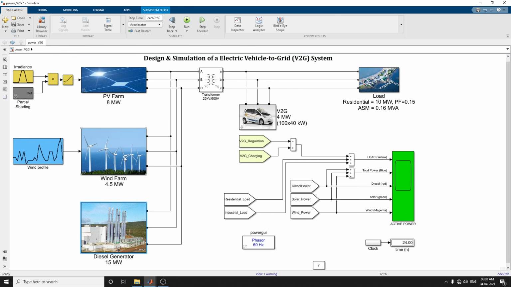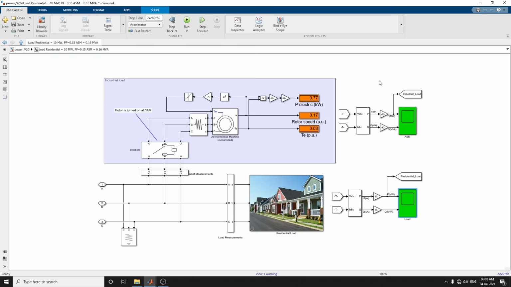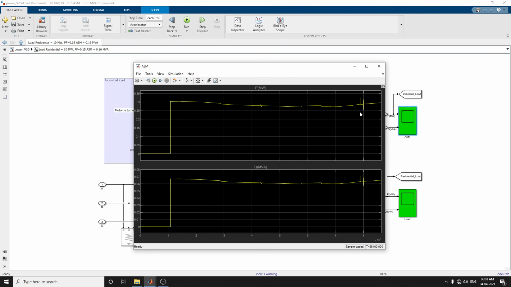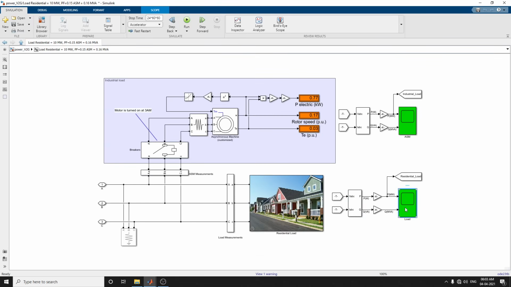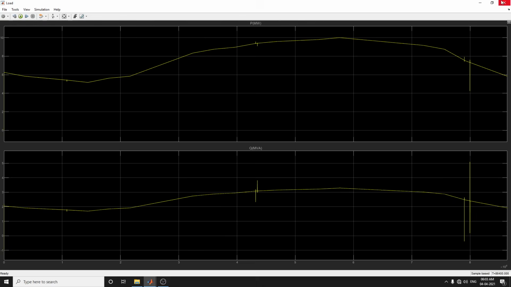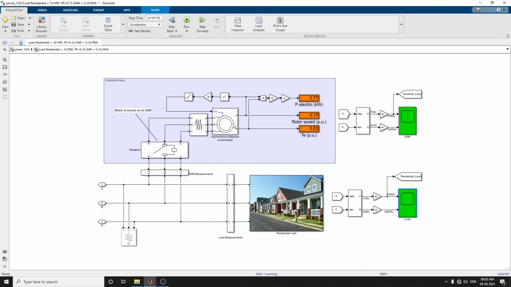And then this is the load. This load is composed of a residential load and an asynchronous machine, the ASM, which is used to represent the impact of an industrial inductive load, like a ventilation system, on the microgrid. The ASM plot also outputs P and Q values. Here are our residential load plots, and here also it involves the industrial load.